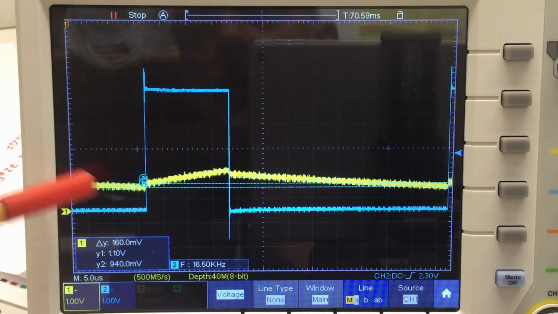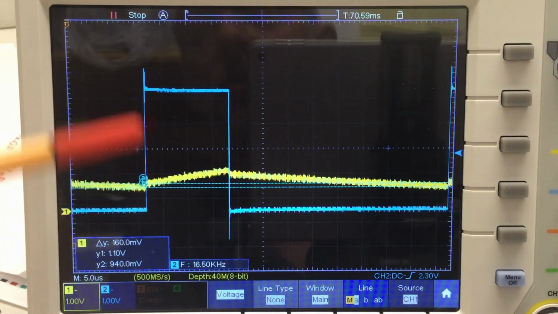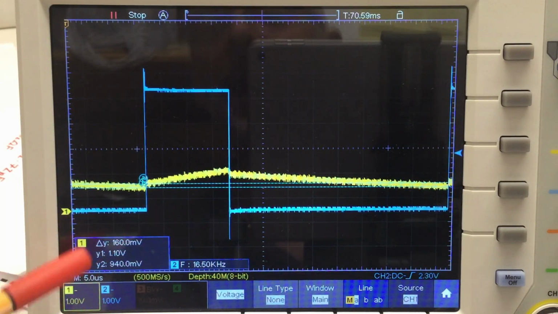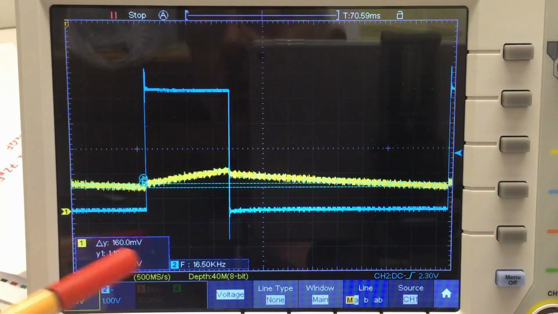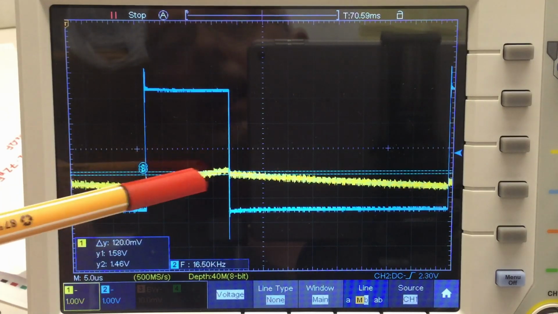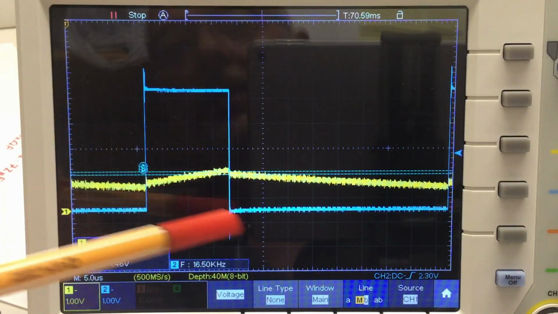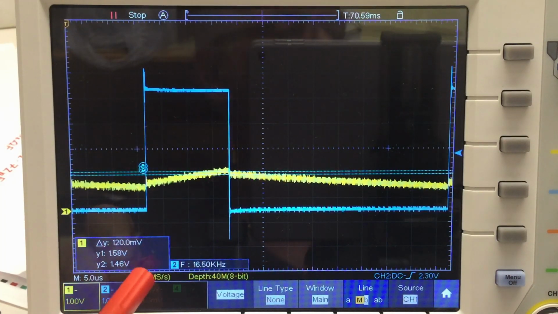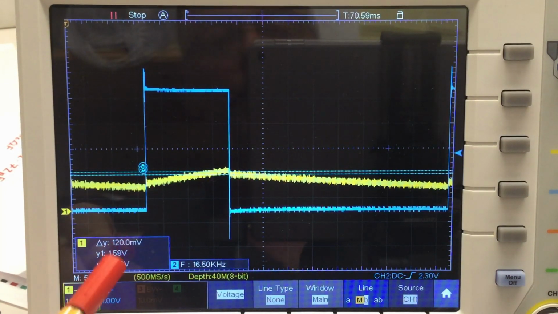Our jump at the beginning of the charge cycle with a wet sensor is 160 millivolts. That's not even half of the 340 millivolts we saw with a dry sensor, which had a much lower capacity. And the jump in voltage when we start the discharge cycle is about 120 millivolts, also less than half of the 280 millivolts we measured with the dry, lower capacity sensor.